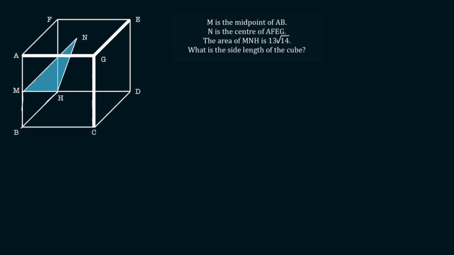Here's today's problem. We have a cube and a triangle MNH is constructed inside of the cube. We're given that M is the midpoint of segment AB, N is the center of face AFEG, and the area of the blue triangle MNH is 13 times the square root of 14. The question is, what is the side length of the cube? Please pause the video here if you'd like to try and solve this yourself.